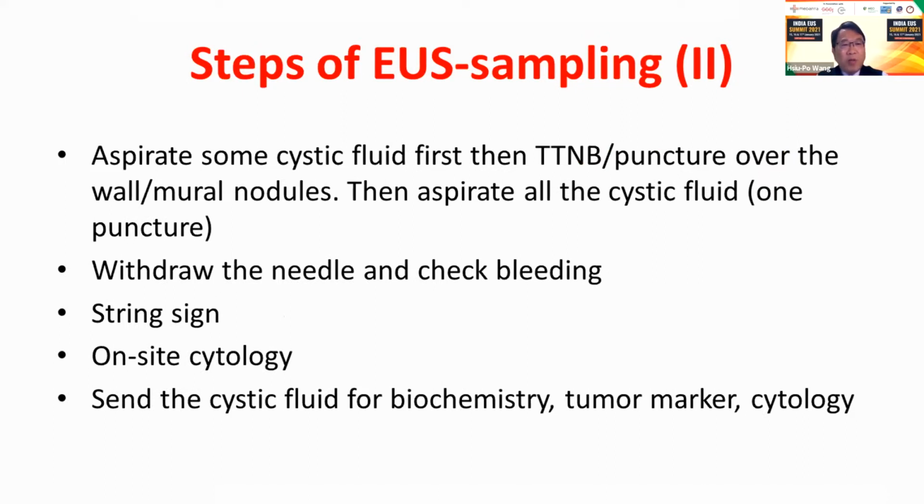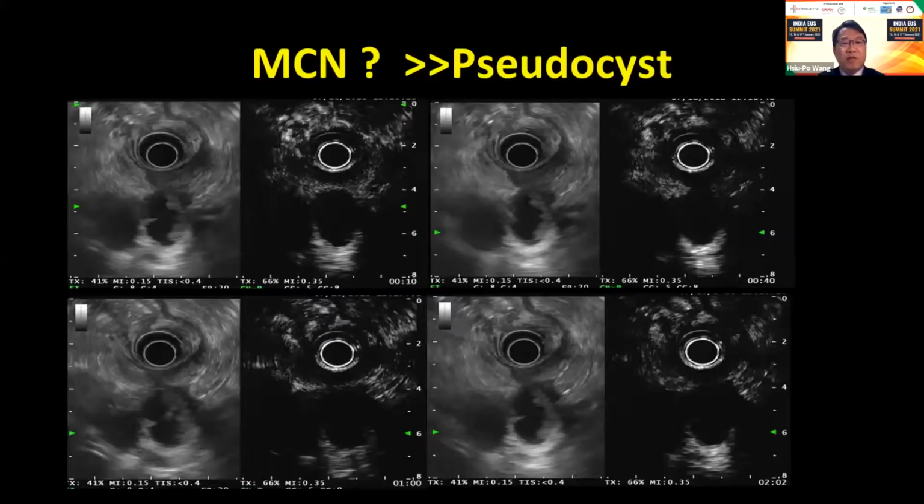We will aspirate some cyst fluid first, then perform the through-the-needle biopsy or puncture over the wall or mural nodule. Then aspirate all the cyst fluid. All the procedure is done with one puncture. Then we withdraw the needle and check the bleeding. We will check the aspirate with the string sign and, if possible, on-site cytology. Even so, we will prepare the cytology smear by ourselves and make a tentative cytological diagnosis. And we will send the fluid for biochemistry, tumor marker, and cytology.